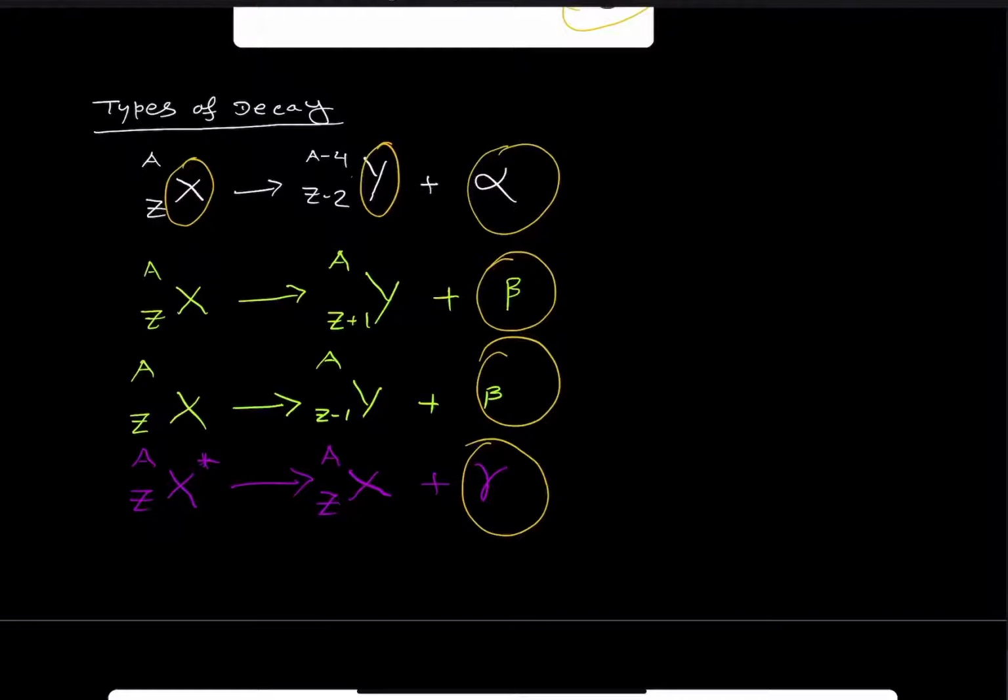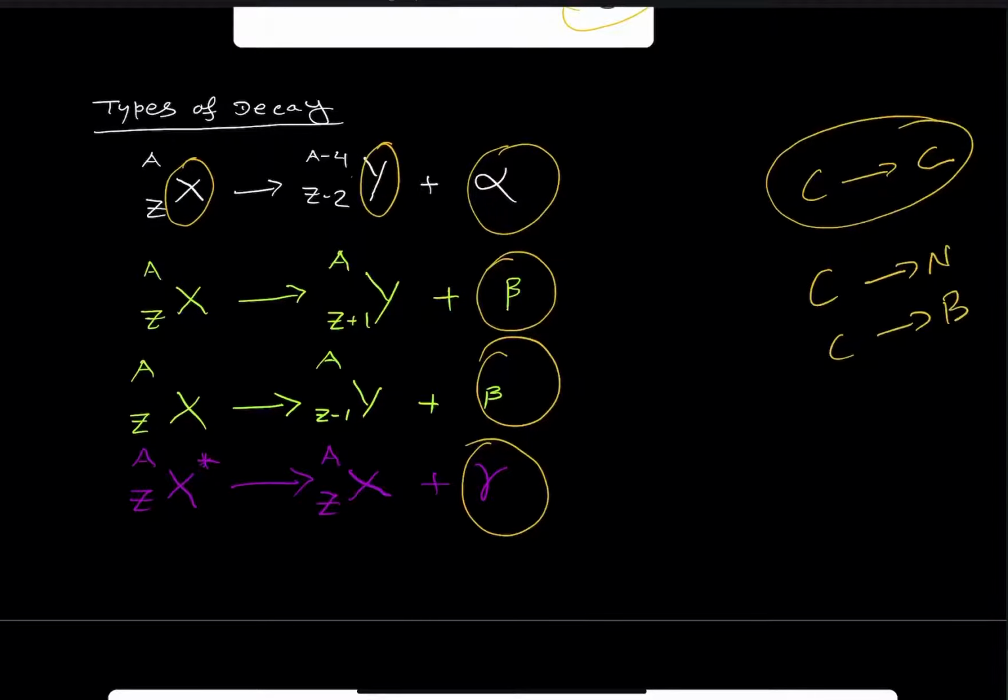For example, if it is going from carbon to carbon, that means the element didn't change, and something different happened. If it is going from carbon to nitrogen, or carbon to boron, let's say, then this is X and this is Y. So there is a change in the element identity, and that's very important. You need to look at this: does the identity change?